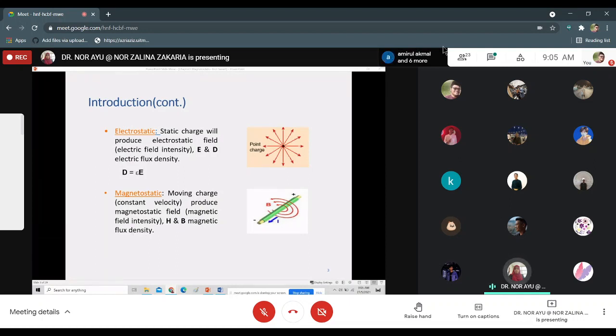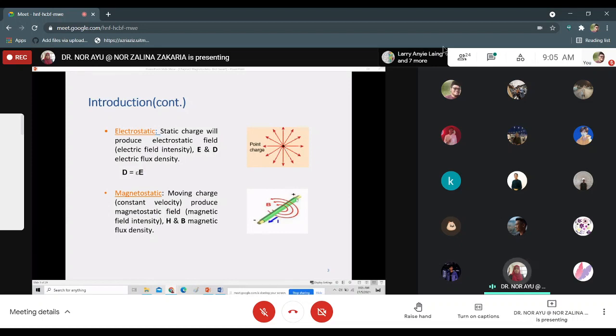And you can see here for electrostatic, if we have a point charge, this charge will produce the electric field all around the charge itself, in all directions from the point charge.